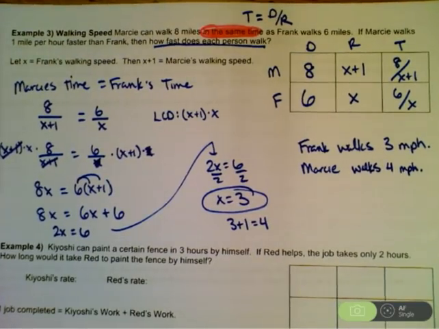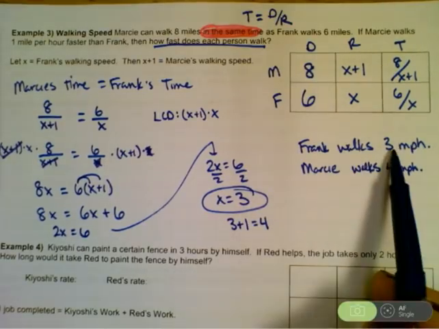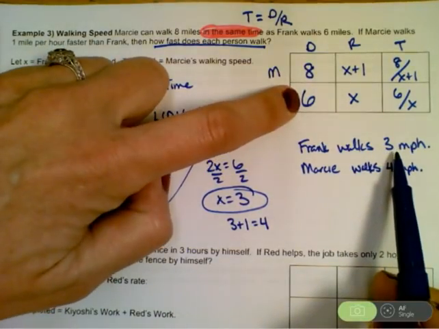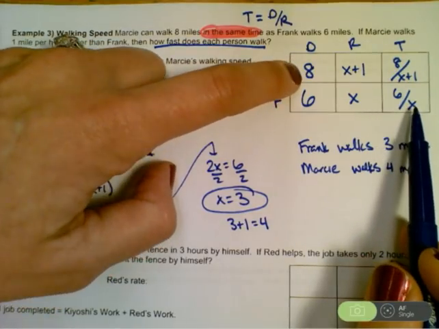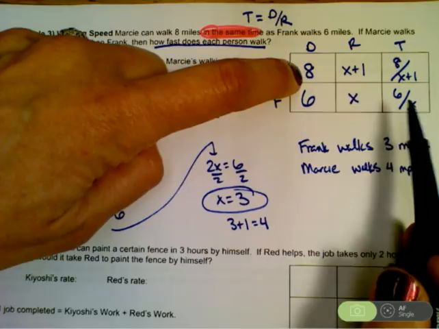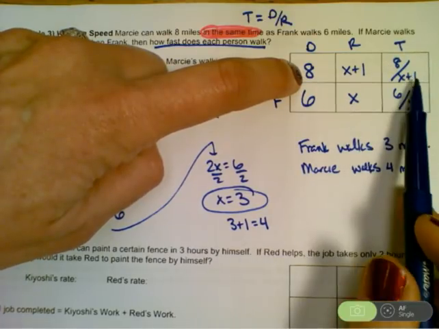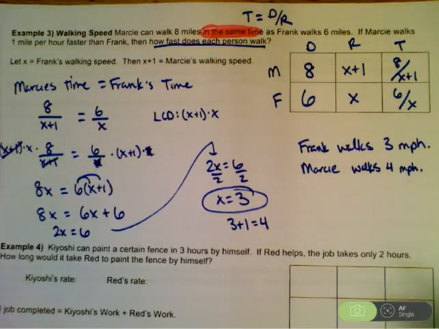And if you think about it, just to double check, if Frank was walking 3 miles per hour and he was going 6 miles, 6 divided by 3 would be 2. And if Marcy's walking 8 miles and she's walking 4 miles per hour, 8 divided by 4 is also 2. So it checks out. So we're good. And we can go on. Let's look at some work problems.